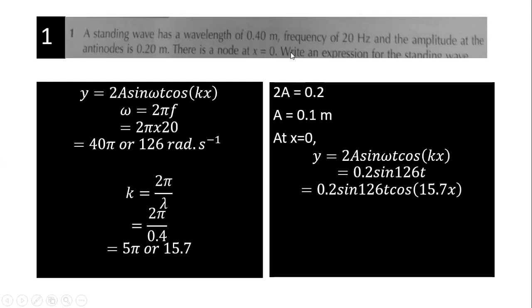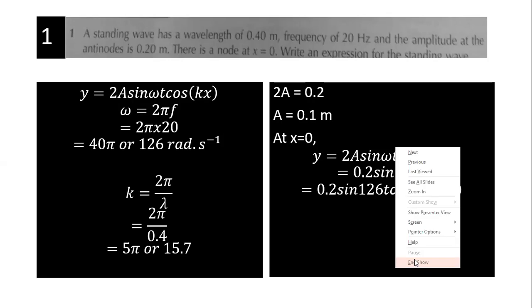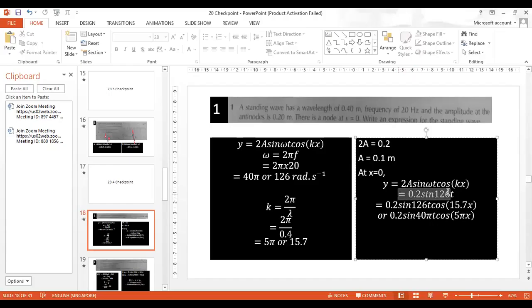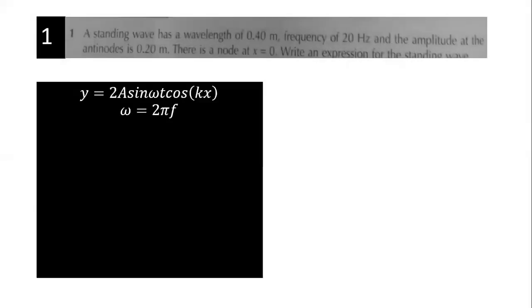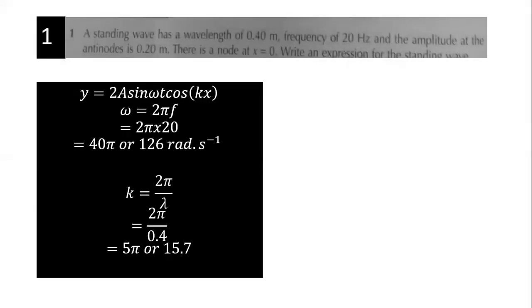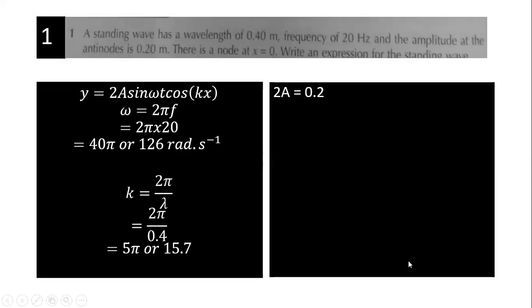Okay, so you want to write the final equation. There is a node at x equals 0. Write the equation. So that's the equation. You don't need this one, because this one is just the information for your x equals 0. So basically, you calculate your A, calculate your omega, calculate your k, and then put in the equation. That's all.